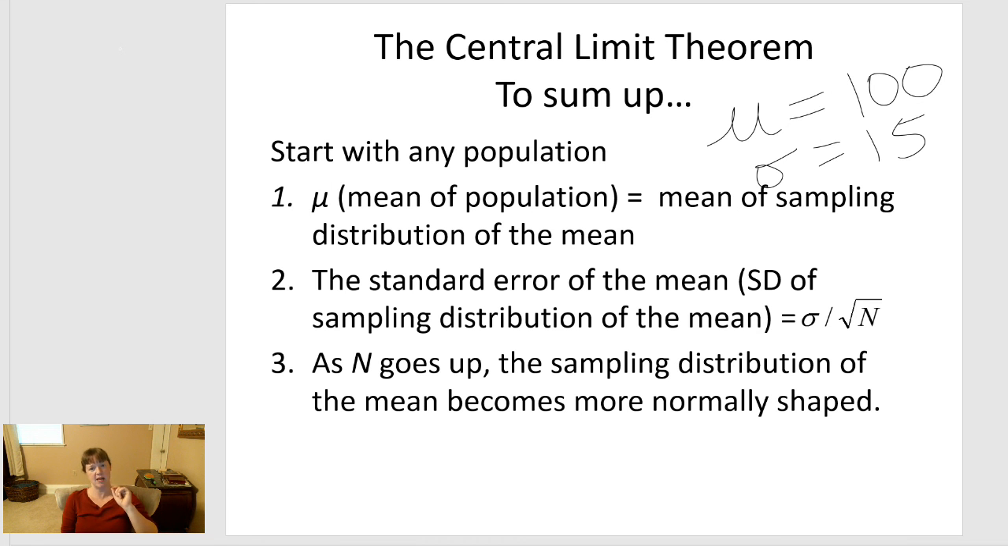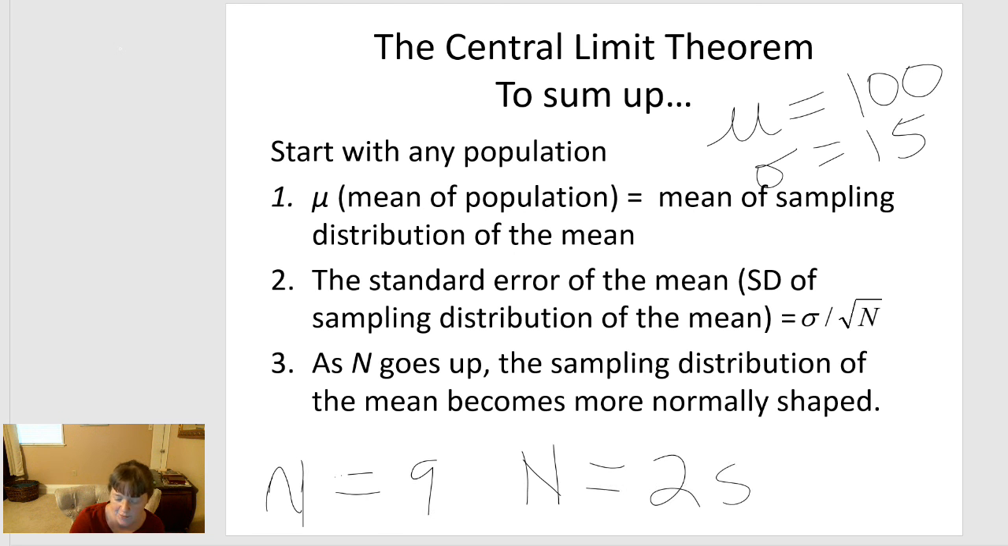The standard error of the mean, which is our new name, standard error, the standard deviation of a sampling distribution, will be equal to sigma over the square root of n. The original population standard deviation of 15 divided by the square root of n, whatever n is. If n is 10, then 10 goes where n is. If there were 100 people in each average, then 100 would go where n is. And as sample size goes up, as you go from n equals 9 to n equals 25, the new sampling distributions look more normal. A sampling distribution of 25 people in each average will look more normal than a sampling distribution of only 9 people in each average. So these are the three rules.